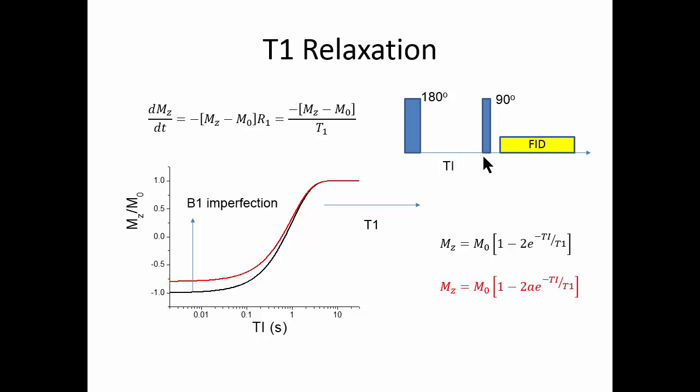We wait some time, inversion recovery T1, and in order to measure this magnetization, we tip it to the transverse plane, and we measure FID. And by varying Ti, we can basically map the T1 recovery. So in this particular case, the Bloch equation is once again very, very simple. It is just given by this formula over here.